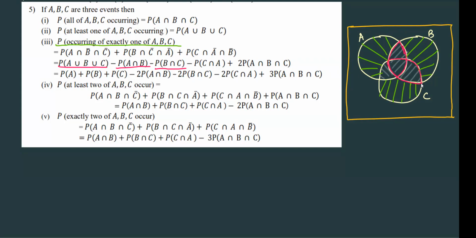Okay. Next, I exclude P of C intersection A. What happens in the process? This inner region, this particular region, I have excluded along with A intersection B. I have excluded along with B intersection C. I have excluded along with C intersection A. How many times do I have to exclude? Once. But how many times have I excluded? Thrice. So therefore, I have to add that twice. So I have added that twice.